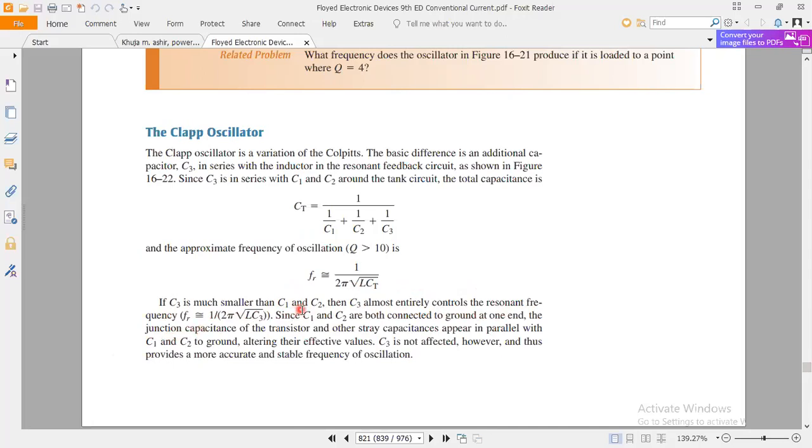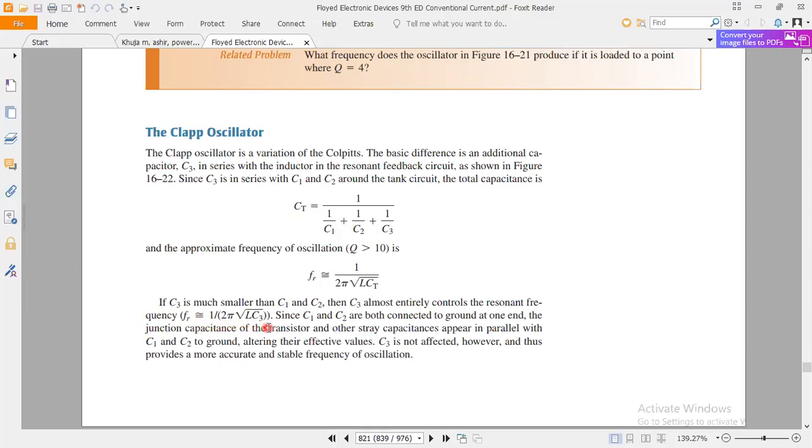This means that by introducing a series capacitor configuration with the inductance in the Colpitts oscillator, we can control the resonance frequency. This is the main aspect and feature of the Clapp oscillator that is not in the Colpitts oscillator. Fr is approximately equal to 1 upon 2 pi square root of L into C3.